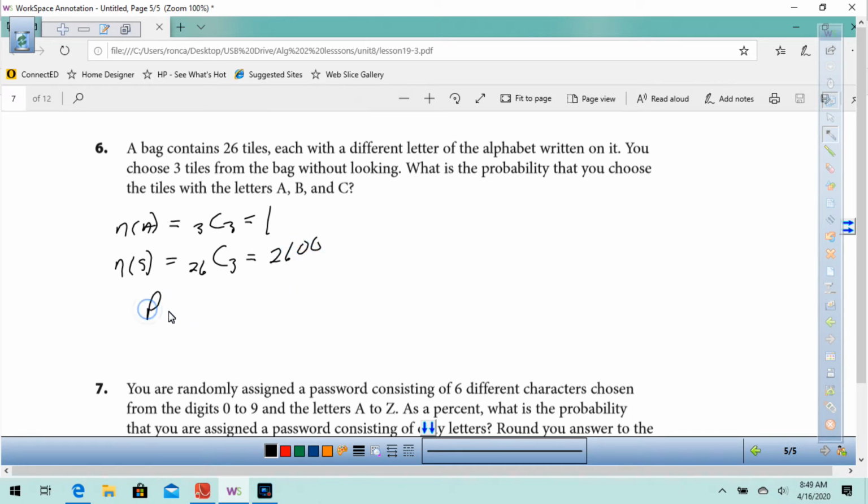So the probability of choosing A, B, and C, I guess in any order, would be 1 over 2,600.